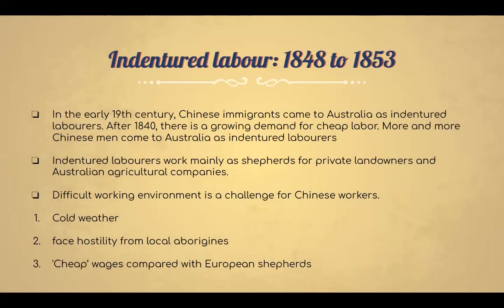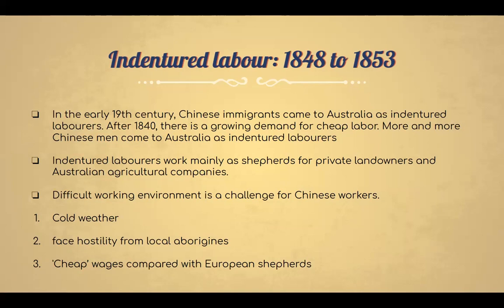In the early 19th century, Chinese immigrants came to Australia as indentured laborers. After 1840, there was a growing demand for cheap labor. More and more Chinese men came to Australia as indentured laborers. Indentured laborers worked mainly as shepherds for private landowners and Australian agricultural companies. Shepherd is a generally unpopular job because of geographical and social isolation, poor living conditions, and low salary.